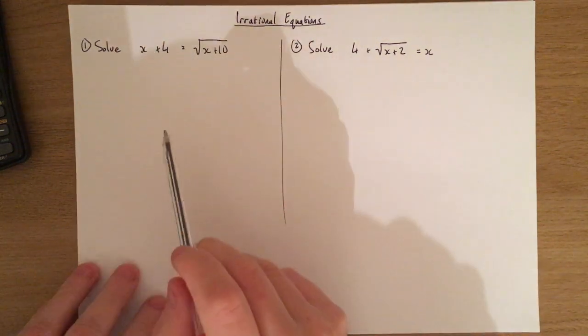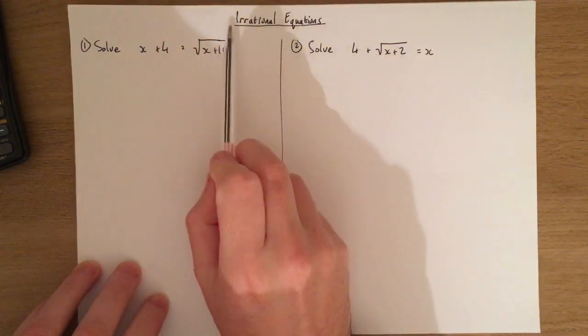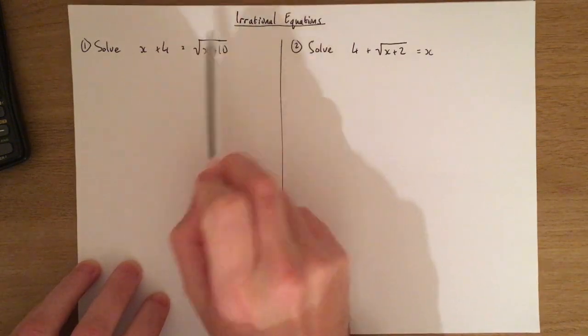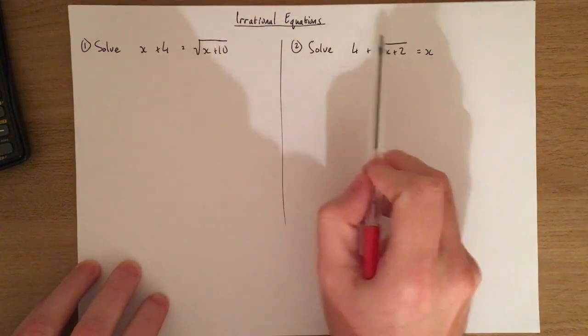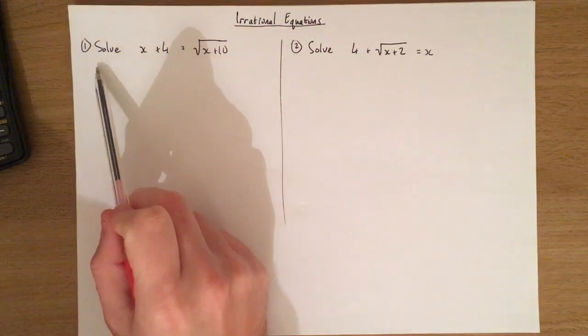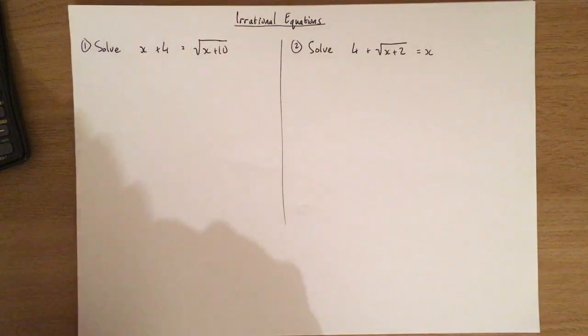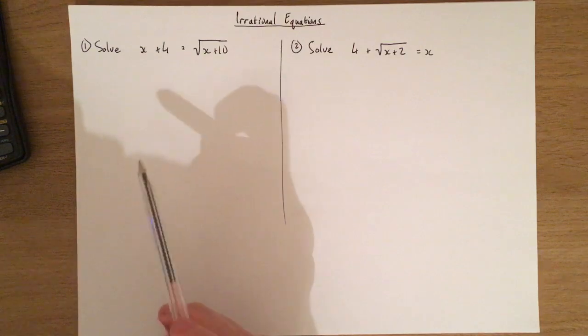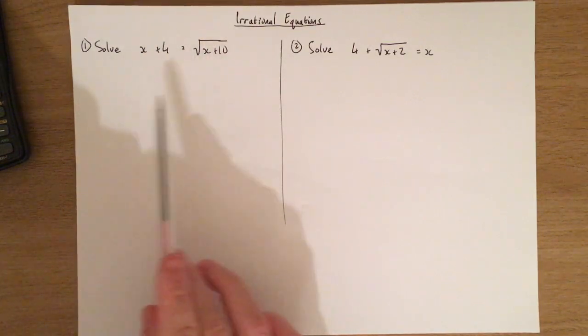Alright, so in this video I'm going to look at irrational equations. Irrational equations are just equations which have a root in them like this, okay? So first example over here, I'm asked to solve x plus 4 is equal to the square root of x plus 10. I'm going to approach this probably the way you expect.